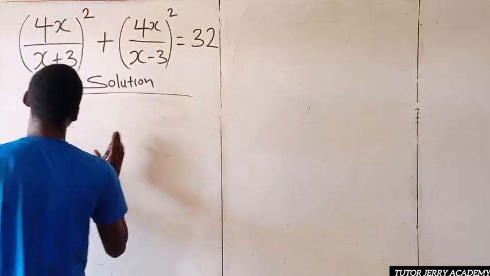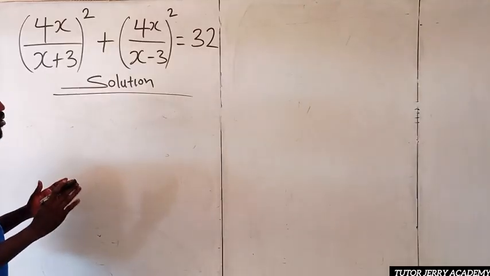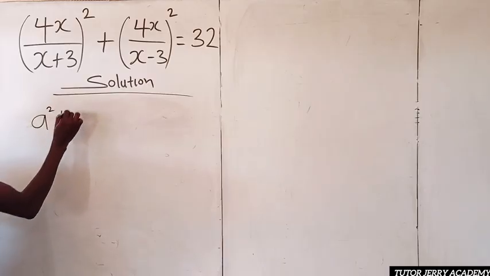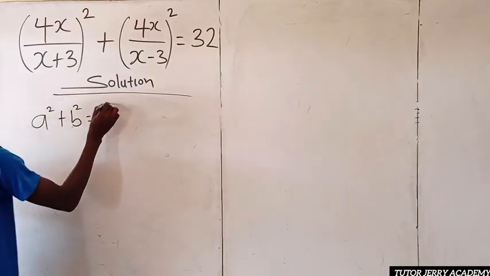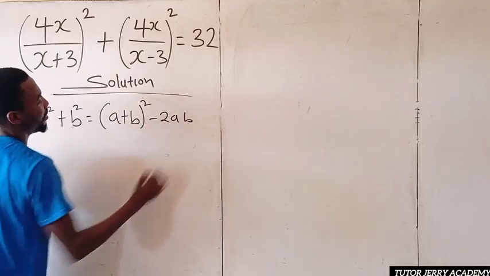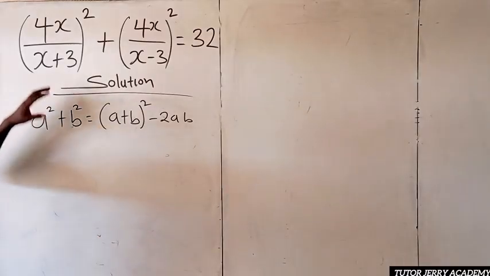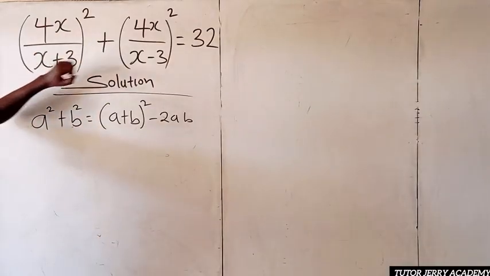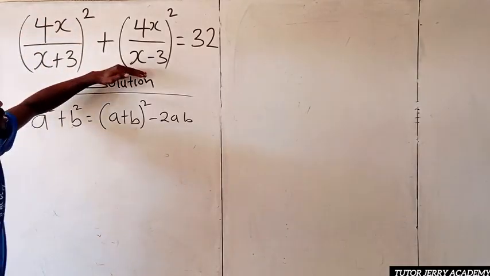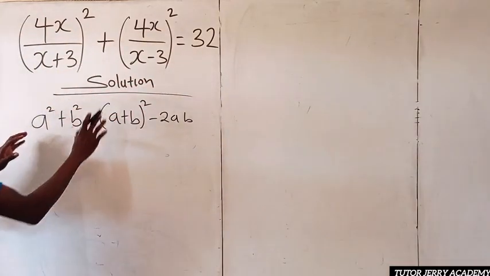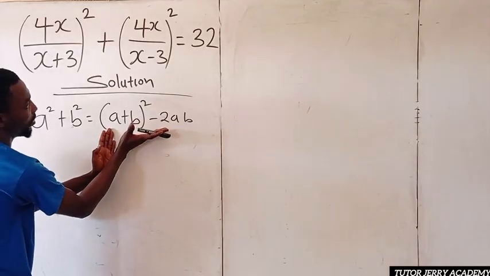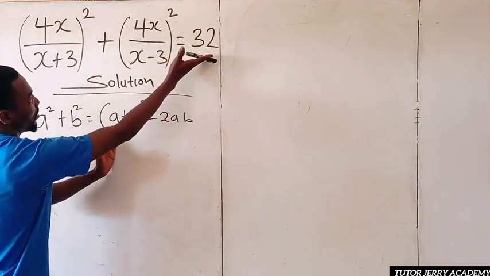Now, for me to solve this question, I'm going to recall carefully from algebra identity that a square plus b square is going to be equal to a plus b all squared minus 2ab. The reason I'm doing this is because everything here will be our a, while everything here will be our b. So it's in the form a square plus b square equals 32. So we take everything here as a, everything here as b, and we use this expression, then we equate it to 32.